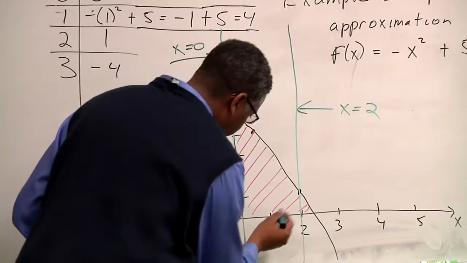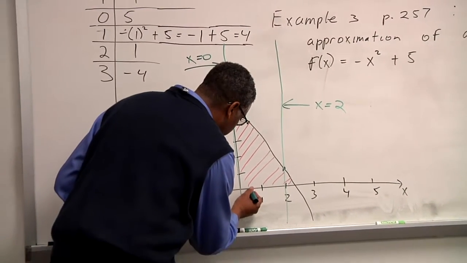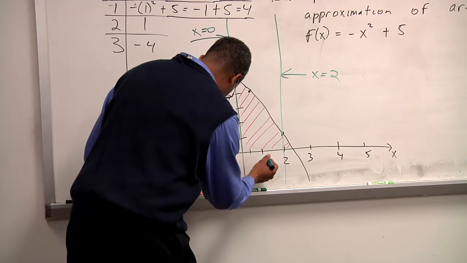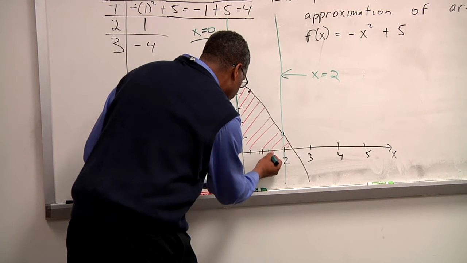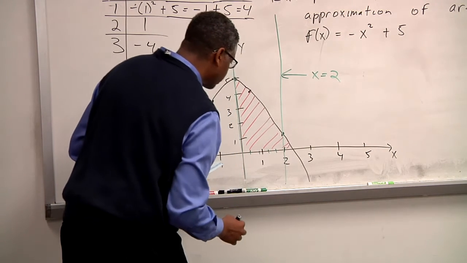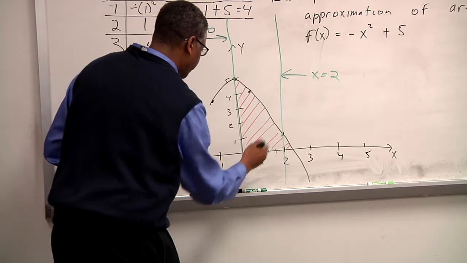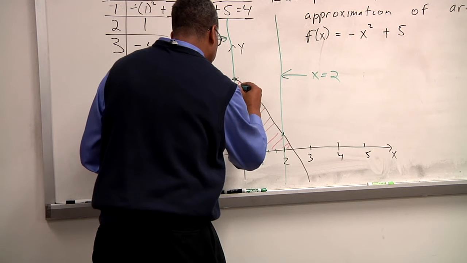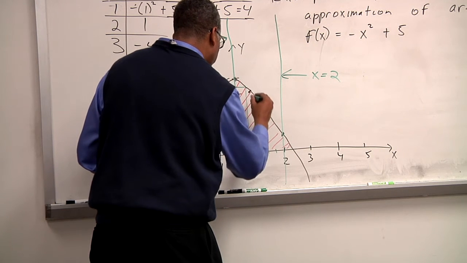That means we have to divide this 5 different ways, so I'm going to try to make this 5 even divisions. We'll see how I do. 2, 3, that's okay. 1, 2, 3, 4, 5. So let's go ahead and draw the rectangles here. That's the first rectangle.